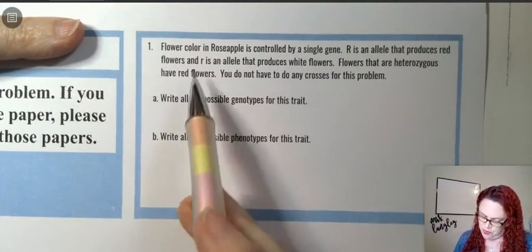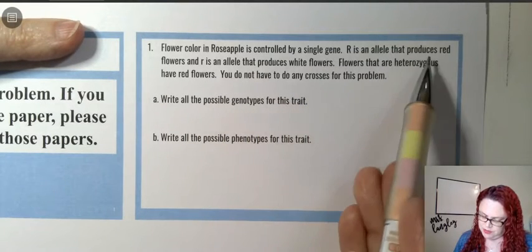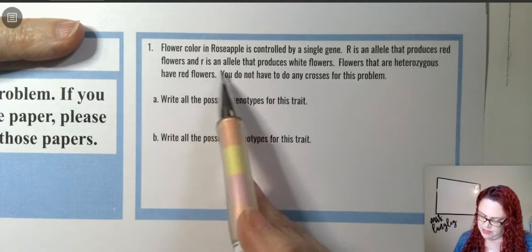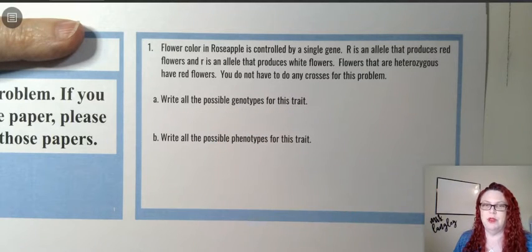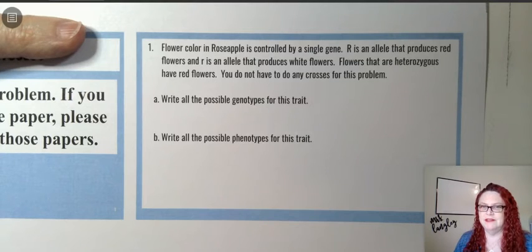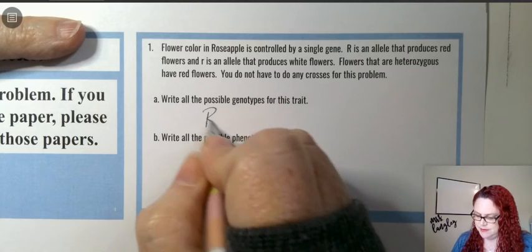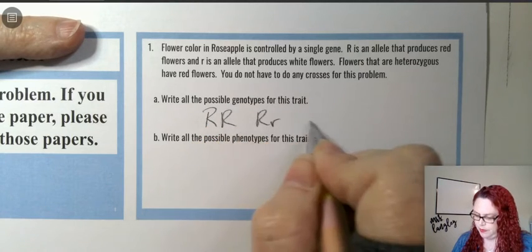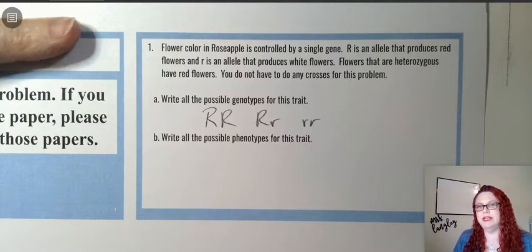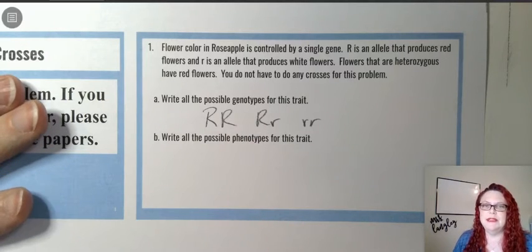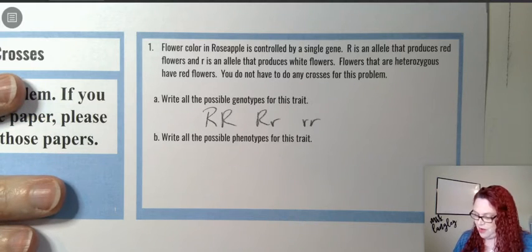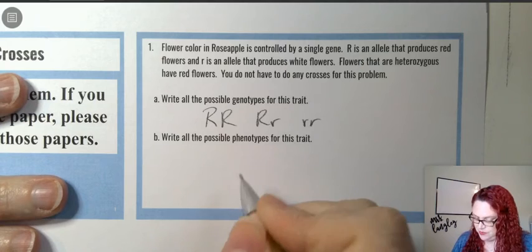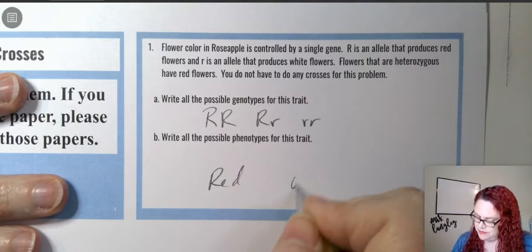Okay, now rose apples are controlled by a single gene that produces flowers that are red and flowers that are white. Flowers that are heterozygous are red, but you don't have to do a cross for this problem. What are the possible genotypes for this trait? Again, genes. That means we're looking at letters. So our genotypes, because we're looking at complete dominance, or simple dominance, that means that we only have two different phenotypes. Okay, so we have red and we have white.